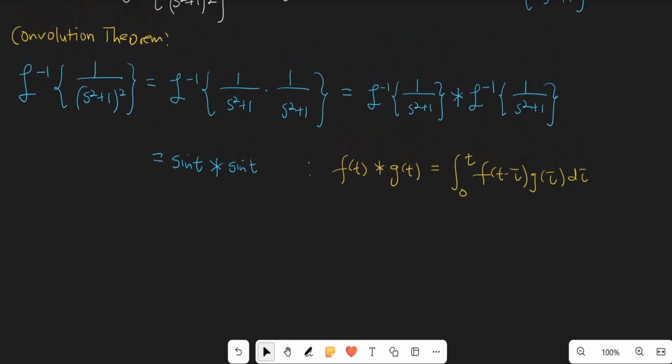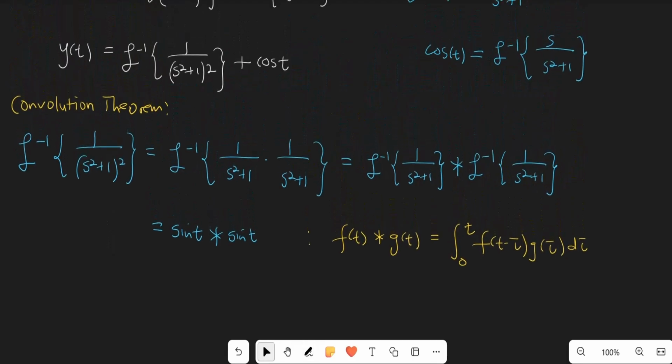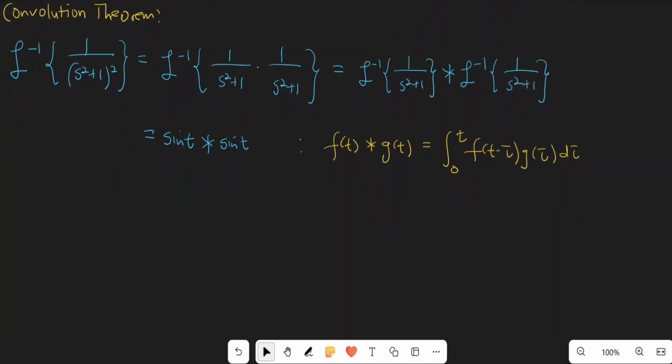When we find that, it is going to be added to cosine of t, and that should be the answer to our differential equation. So good luck with the convolution, and now let's do that. Sine of t convoluted with sine of t, a function convoluted with itself. Applying the definition, that is an integral from 0 to t of f of t minus tau. The first function is sine of t, so this is sine of t minus tau, multiplied by g of tau. The second function is sine of t, so that is sine of tau, and we are integrating with respect to tau, d tau.